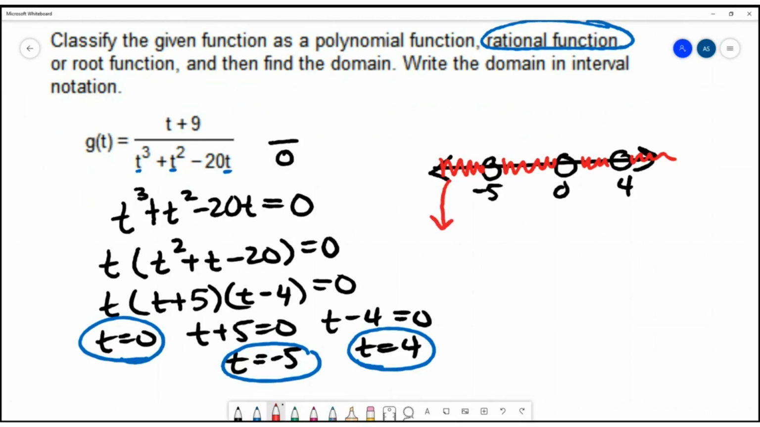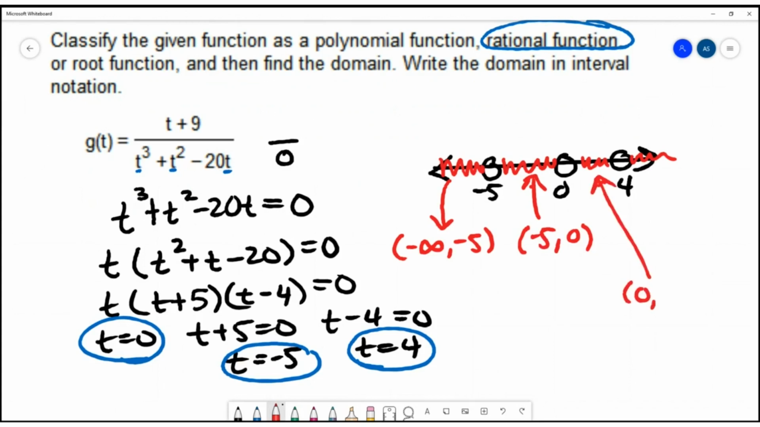So let's represent this interval here. This interval has a lower bound of negative infinity and an upper bound of negative 5. This interval has a lower bound of negative 5 and an upper bound of 0. This interval has a lower bound of 0 and an upper bound of 4. And this interval has a lower bound of 4 and an upper bound of infinity. I've used parentheses on all of these numbers because they are the restricted values. They are the values that we don't want as a part of the domain.